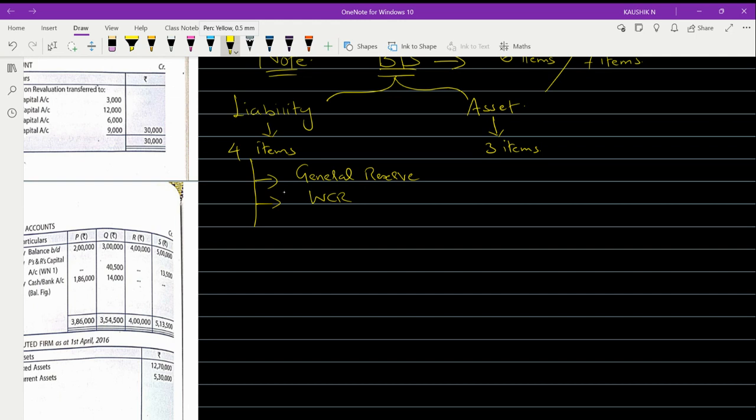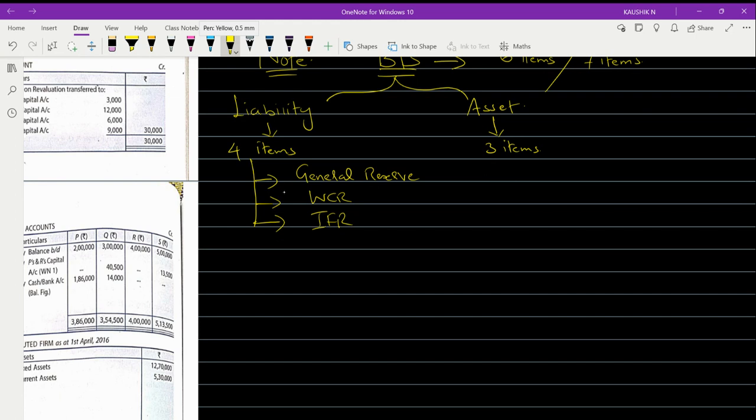The third item is your IFR, Investment Fluctuation Reserve. Check in the question whether you have an IFR. If there is an IFR, then check the additional information for the adjustments for IFR. Even in IFR, we have various accounting treatments to be taken care of. Accordingly, do the needful.